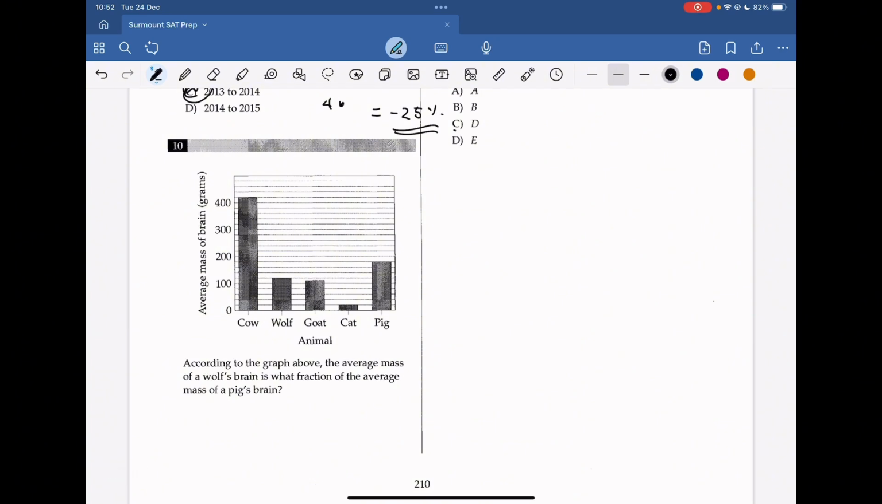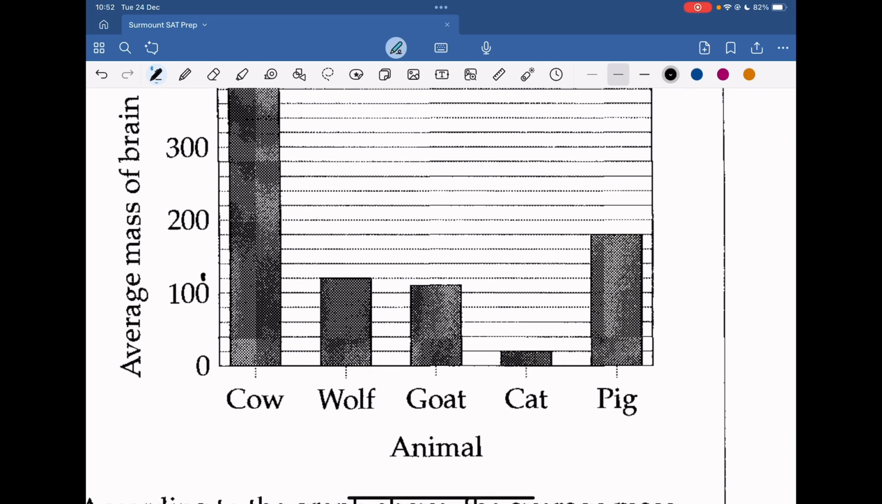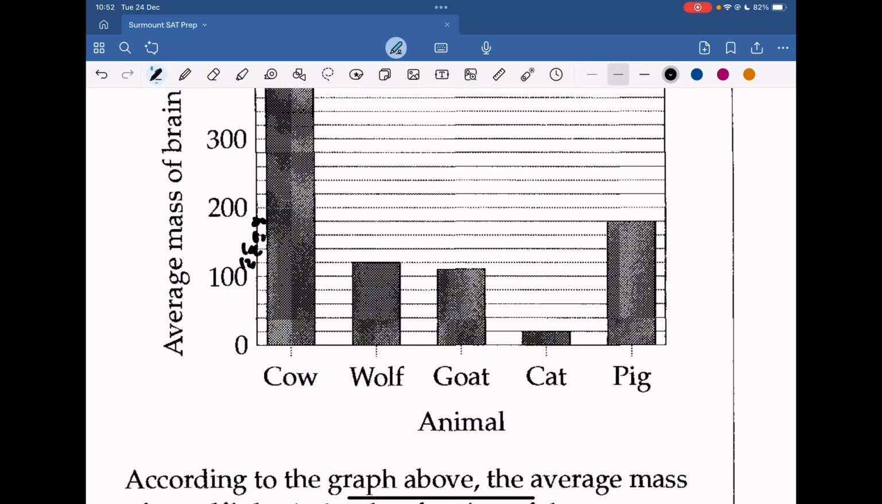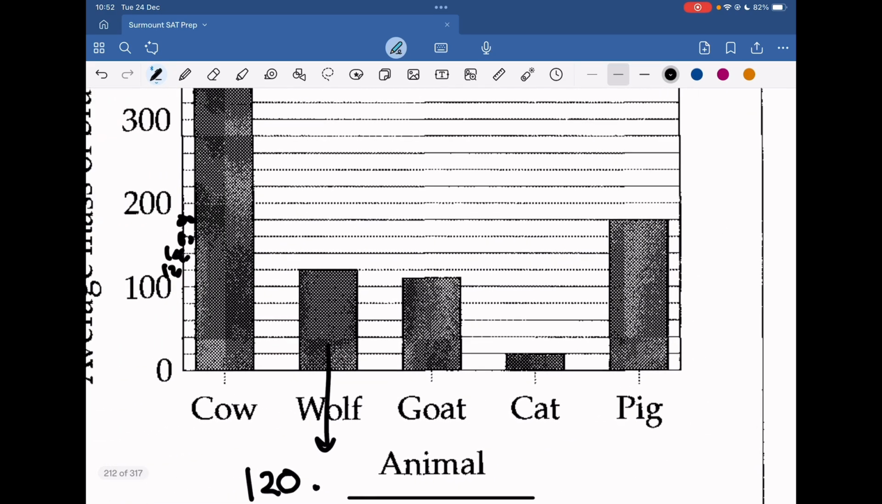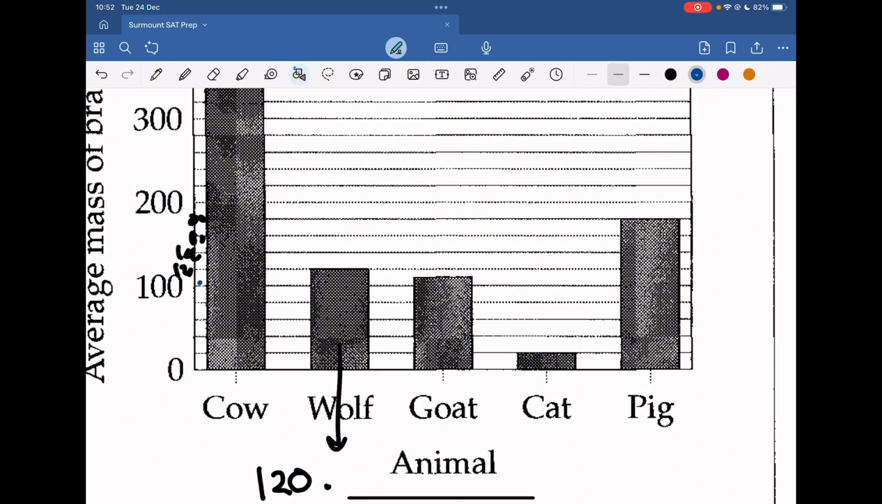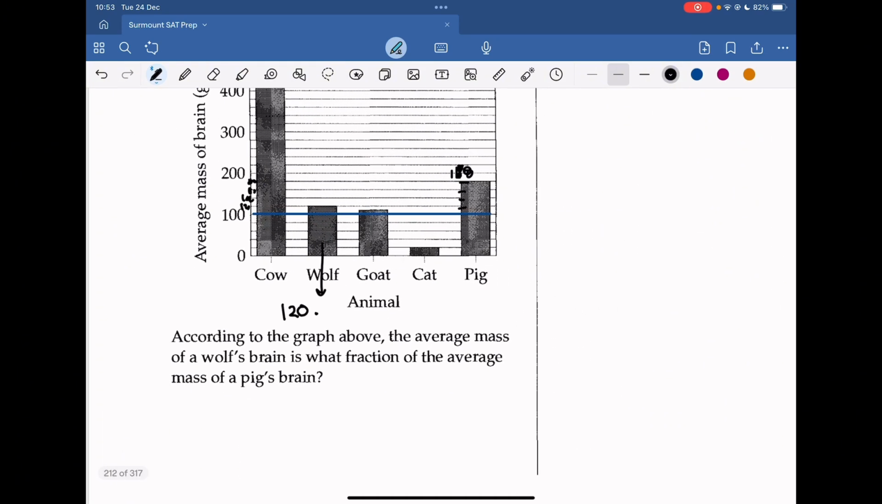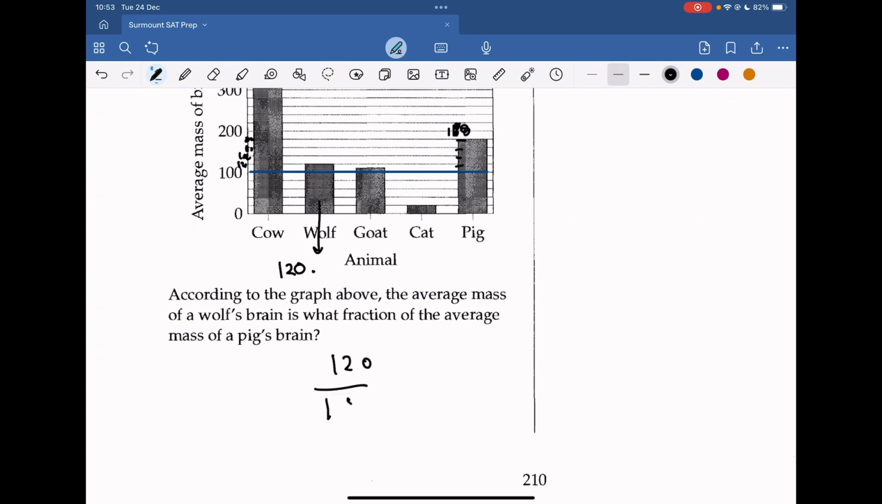According to the graph above, the average mass of a wolf's brain is what fraction of the average mass of a pig's brain? So if we estimate here, this should be 120, 140, 160, 180, right? It's going up by 20 each. So the wolf is around 120. And what about the pig? The pig is 100, around here. And we're going up by 1, 2, 3, 4. So it's about 180. So to find the fraction, it's just 120 divided by 180, which will get us 2 over 3. So the answer is 2 over 3.